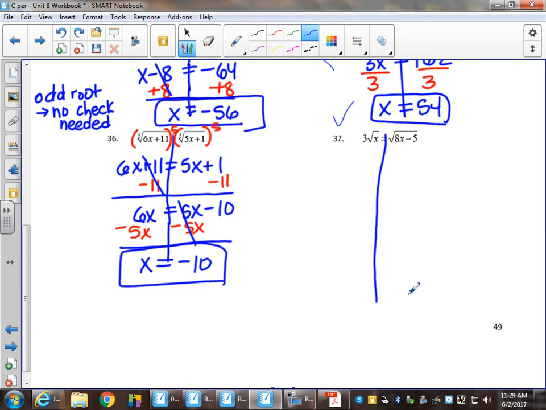So that being said, who wants to try 37? Go for it. Okay. Raised to what power? Very good. A 2 or the second power? The reason why we didn't try to do anything with this 3 is that I have a radical on both sides. If I had actually had just a number over here, I would have divided both sides by 3. But I've got a radical on both sides, so I go straight to eliminating the radical, in this case by squaring both sides. Keep going. How many places are there to send that 2?